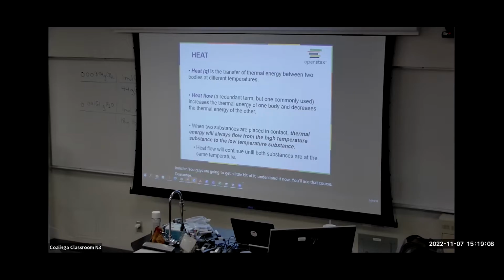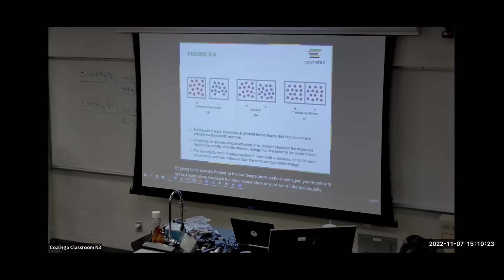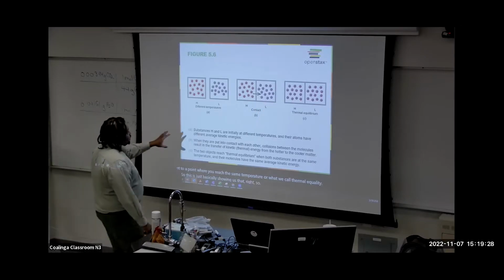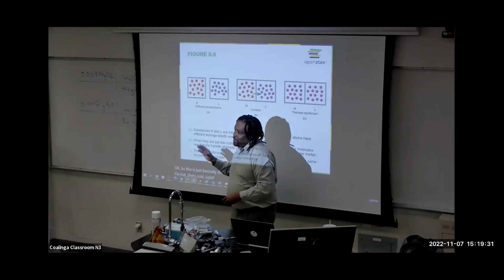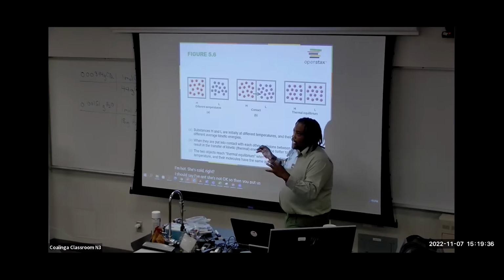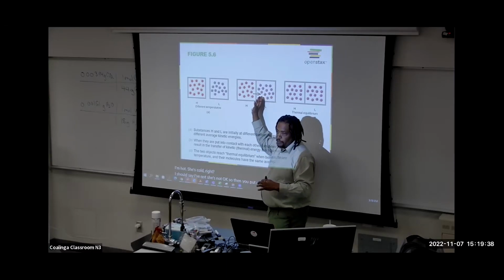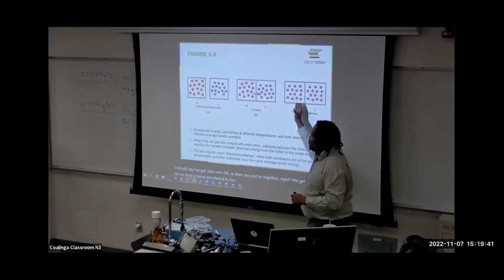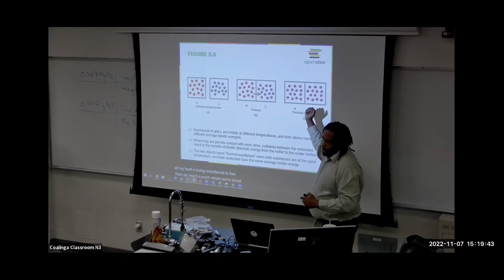Okay, so the hot temperature is going to be basically flowing to the low temperature substance. And again, you're going to get to a point where you reach the same temperature, or what we call thermal equilibrium. So this is just basically showing us that, right? I'm hot, she's cold. Then you put us together, and we get to a point where all my heat is being transferred to her. Then we reach a point where we're balanced: thermal equilibrium.